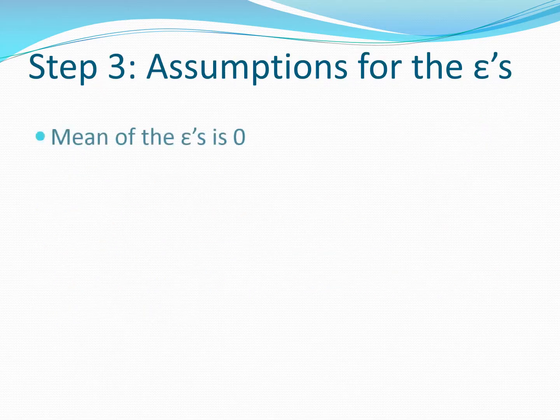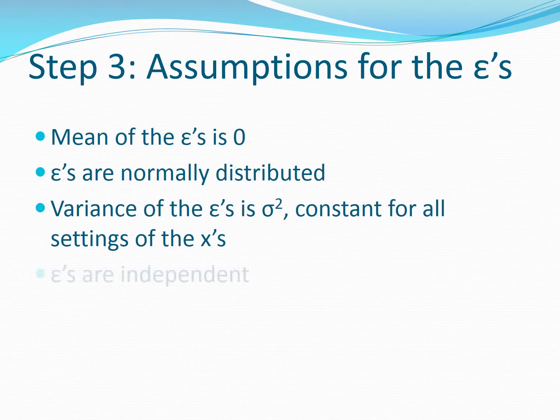There are 4 regression assumptions. These are the ones that we're going to use in simple linear regression. These are the same 4 assumptions that we're going to use in multiple regression. The mean of the epsilons is 0. Remember, the epsilons are the error part. How much did we miss by? The real sales price is this amount, and we estimated it to be that amount. How much we missed by is called the error, and we're going to say the mean of the epsilons is 0. The epsilons are normally distributed.